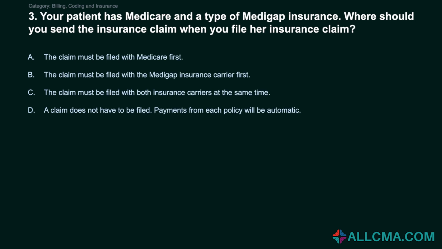3. Your patient has Medicare and a type of Medigap insurance. Where should you send the insurance claim when you file her insurance claim? A. The claim must be filed with Medicare first. B. The claim must be filed with the Medigap insurance carrier first. C. The claim must be filed with both insurance carriers at the same time. D. A claim does not have to be filed. Payments from each policy will be automatic.